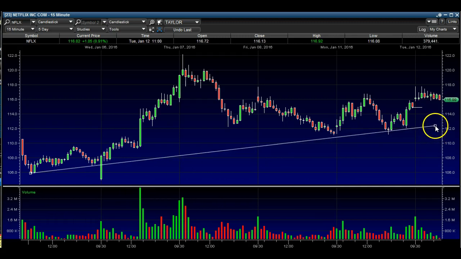Some patterns are easier than others, but we've definitely got that uptrend line here. I do like this uptrend line, and I do think that if we end up getting down to that level, it's about 113 at the moment, that we could see a bounce.